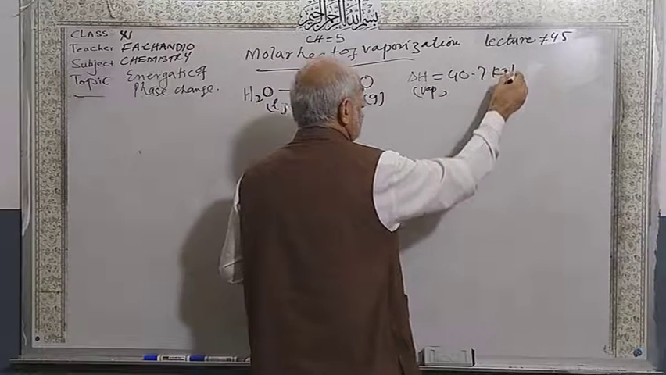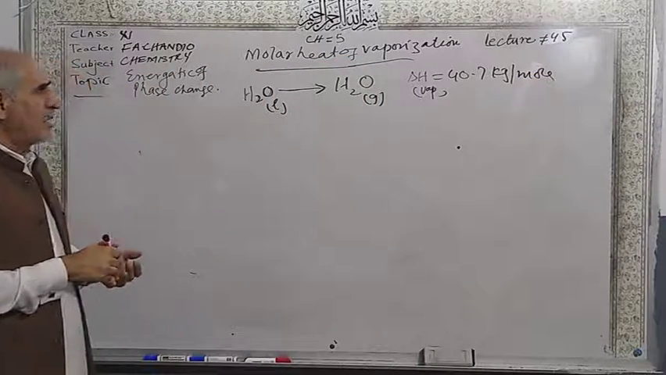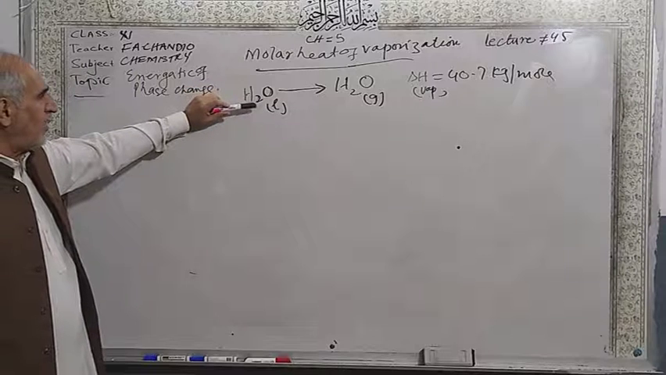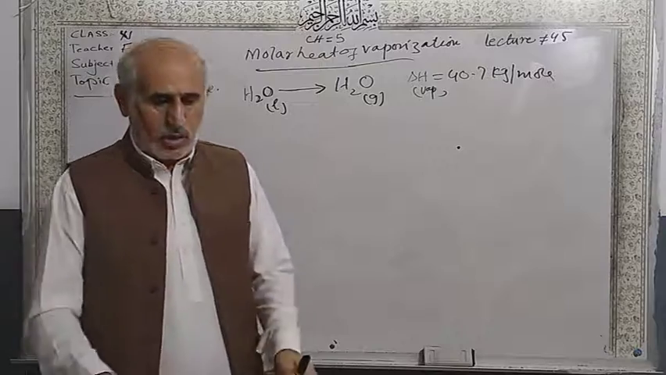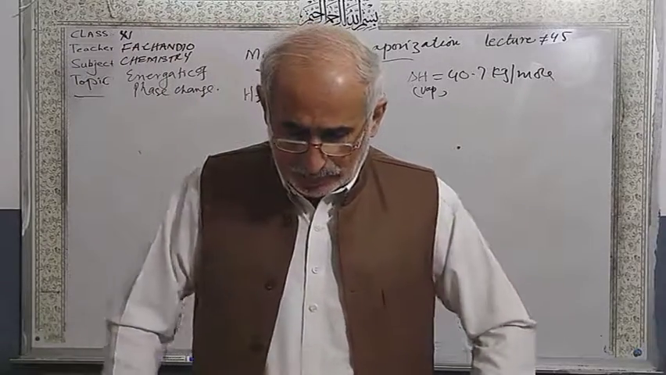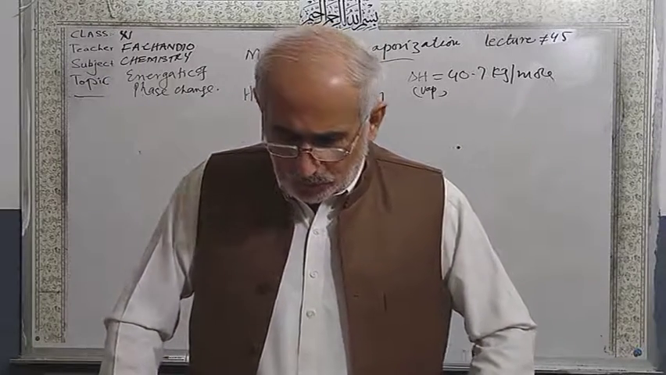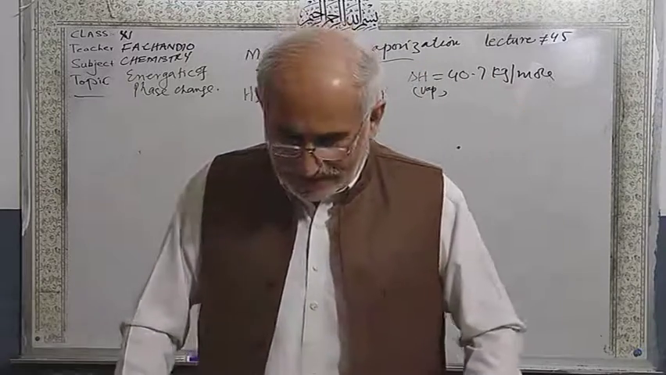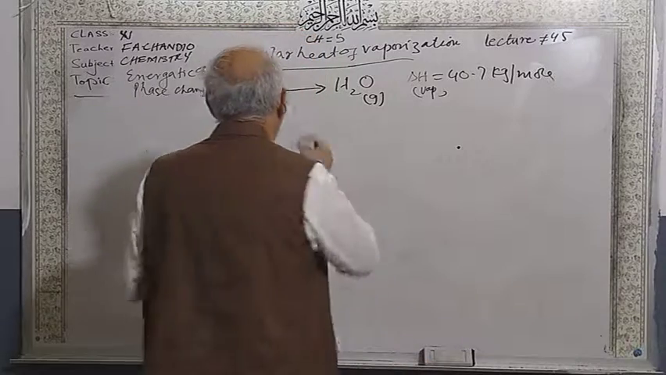40.7 kilojoules per mole of energy is required to change 1 mole of liquid water into 1 mole of water in a gaseous state. The amount of heat required to convert 1 mole of liquid into vapors at its boiling point, meaning 100 degrees Celsius, is called molar heat of vaporization.